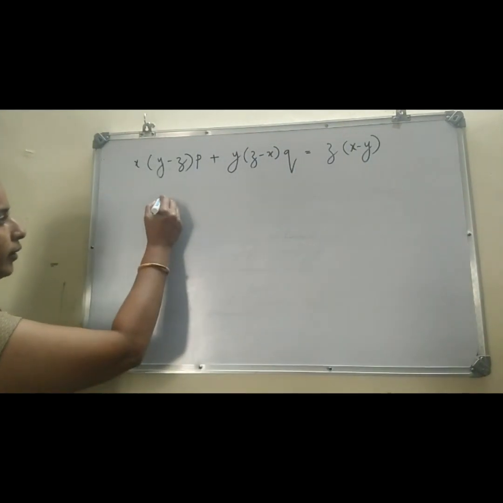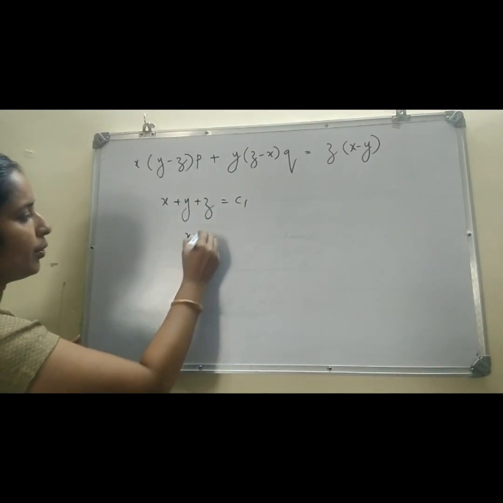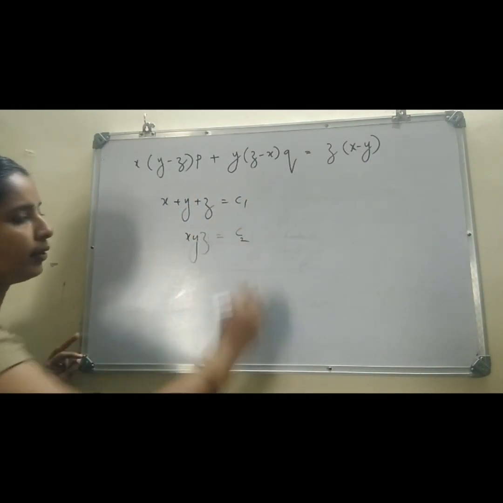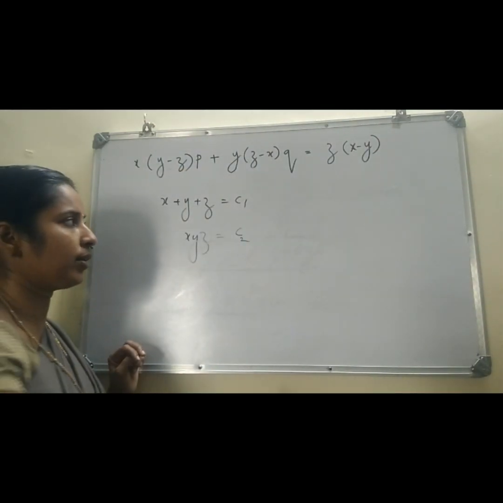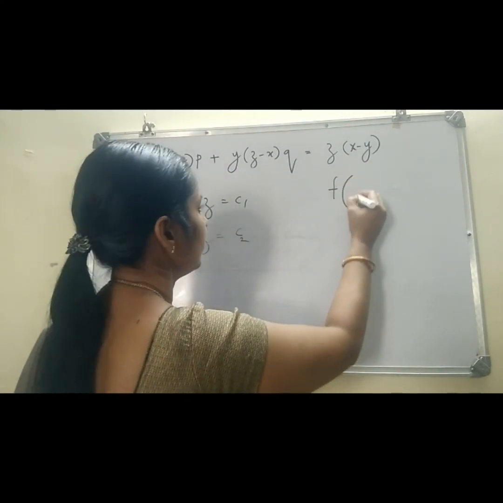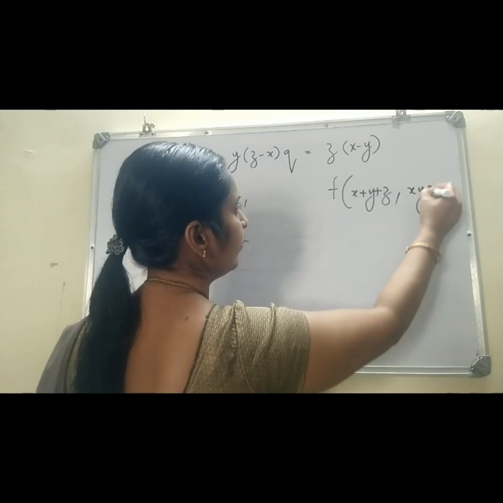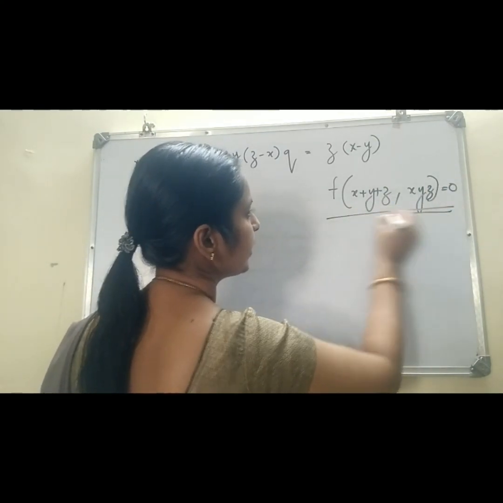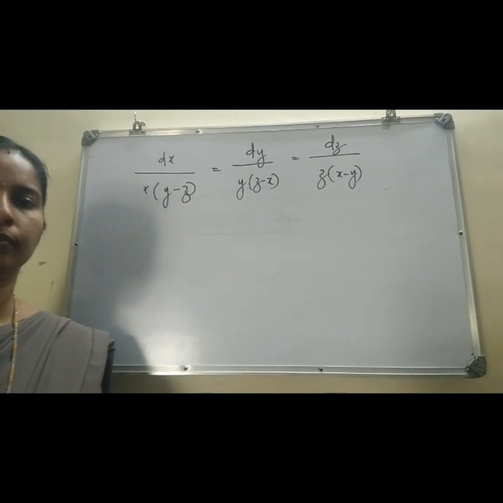See, the solutions are x plus y plus z equal to c1, and the second solution is xyz equal to c2. So the solution of this partial differential equation is a function of x plus y plus z, comma, xyz equal to 0. This is the general solution of the given partial differential equation.